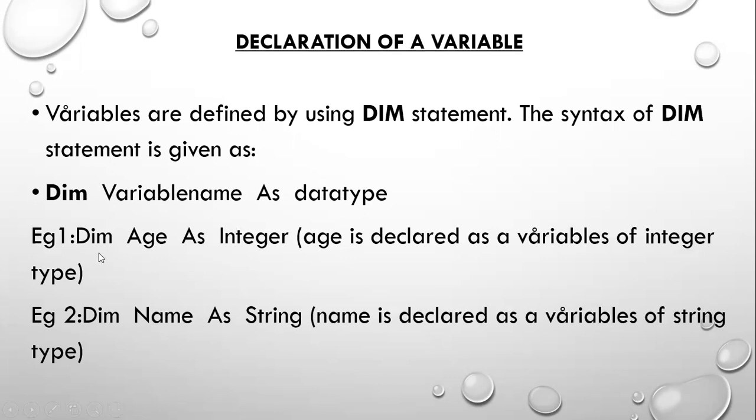Let's look at an example. My variable name first is dim. My variable name is age. Now age is a number. That's why that is given as integer. Now age is declared as a variable of an integer type.